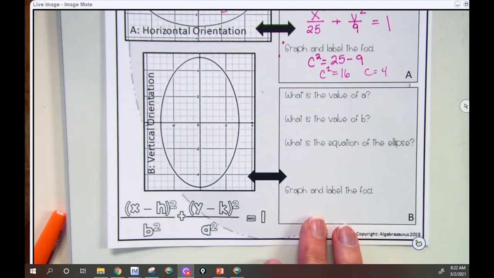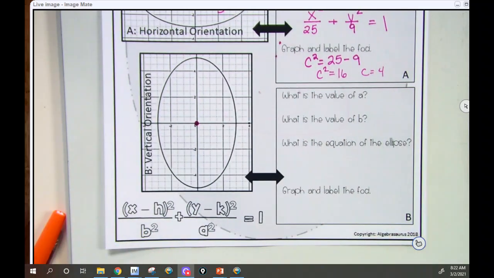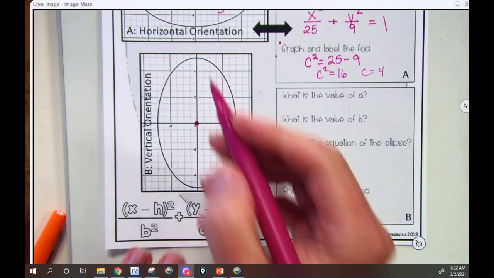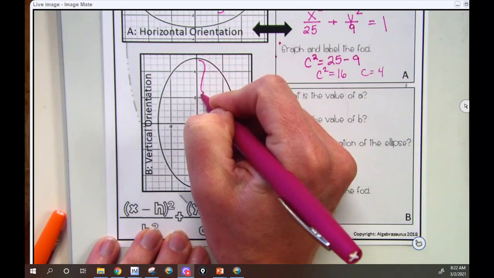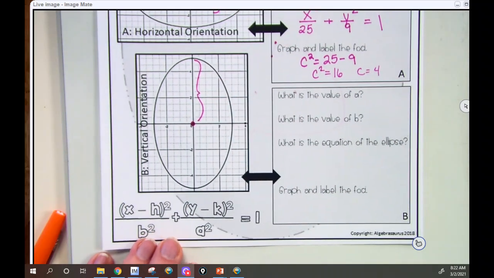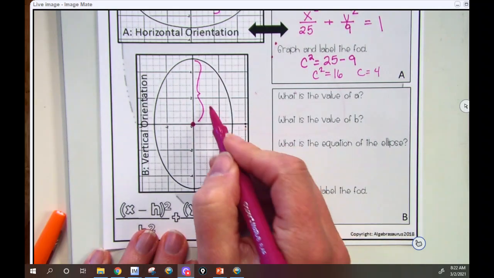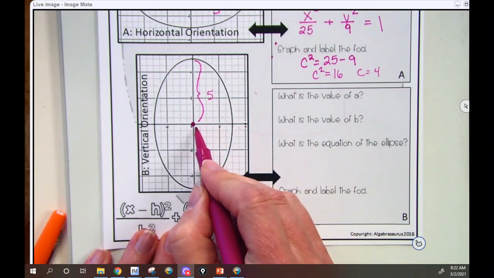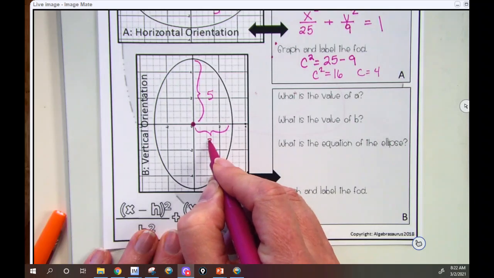Good. Again, where's this second one centered? 0, 0. So are we going to have an h and a k? We do, but it's 0, so it doesn't change the look of that equation at all, right? Now, we've already talked that our largest number is going to be under the y. So what's my value of a? Again, that's counting by 2's. 5 again? 5. The value of my b is, what a coincidence, 3.